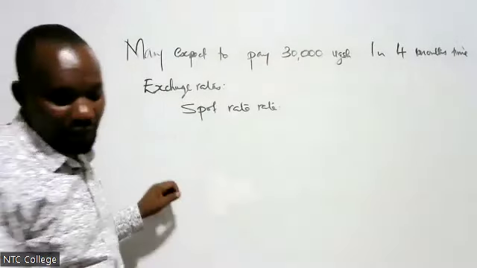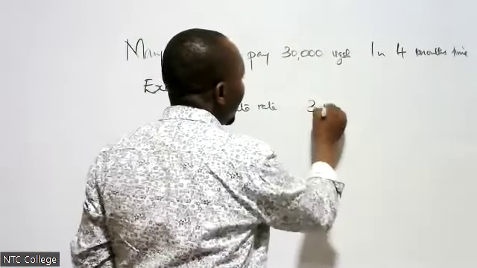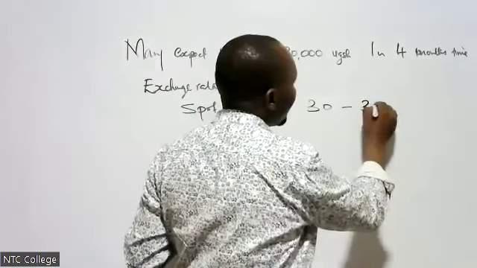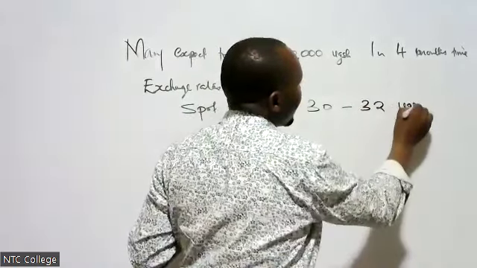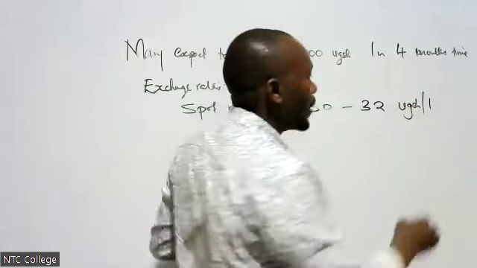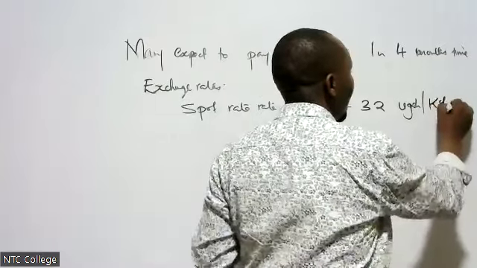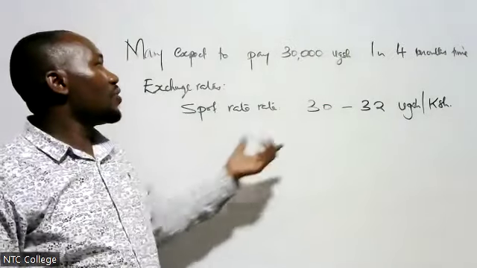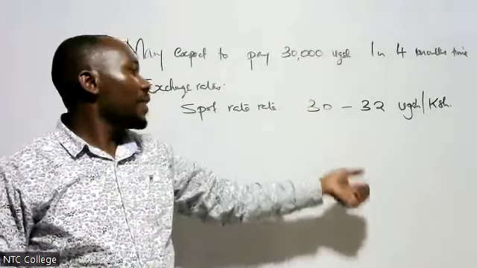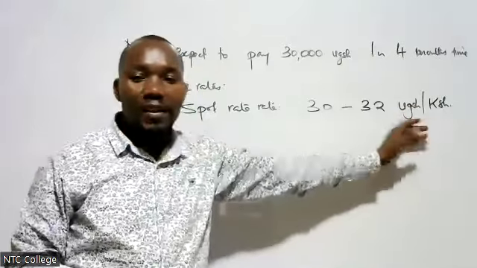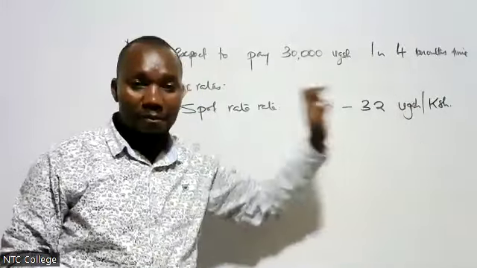The spot rate is given as 32 Ugandan shillings per Kenyan shillings. So looking at the expression of the exchange rate, they mentioned that Mary wants to pay, and they are telling you that the exchange rate is Ugandan shillings against Kenyan shillings. Then now you know that it's Uganda and Kenya.